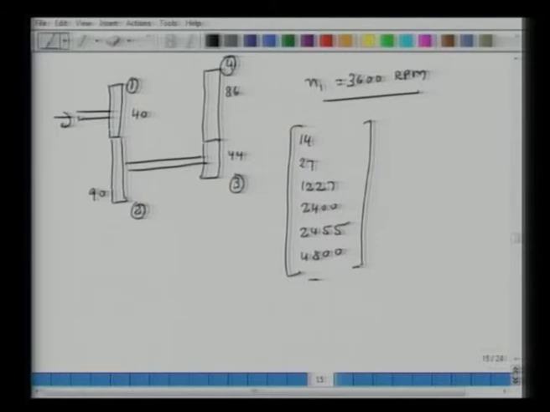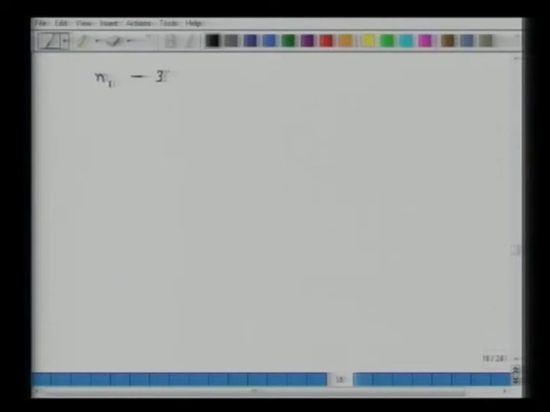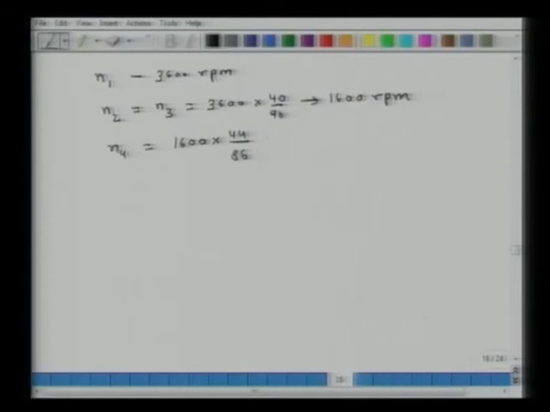So some possible explanations. What we do is we start computing different frequencies. So N1 is 3600 RPM. N2 equals N3 is 3600 times 40 over 90, that gives me 1600 RPM. N4 is 1600 times 44 over 86, that gives me 818.7 RPM. Okay? So now I have figured out the RPMs of the different gears.